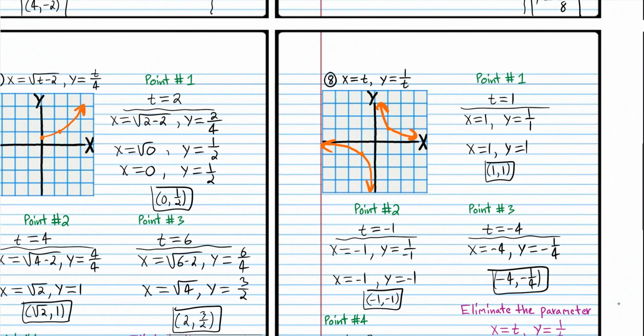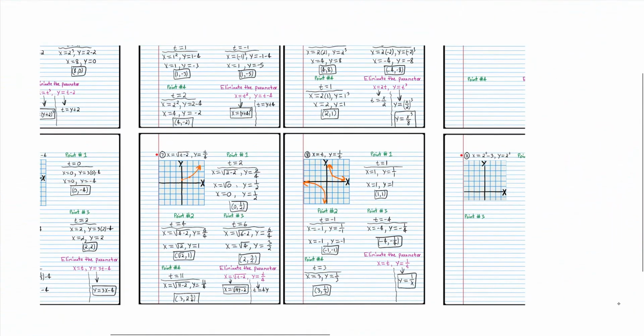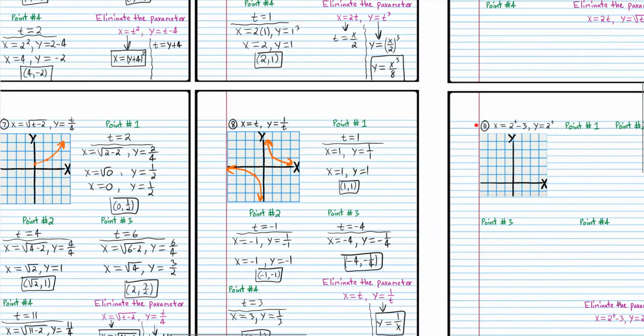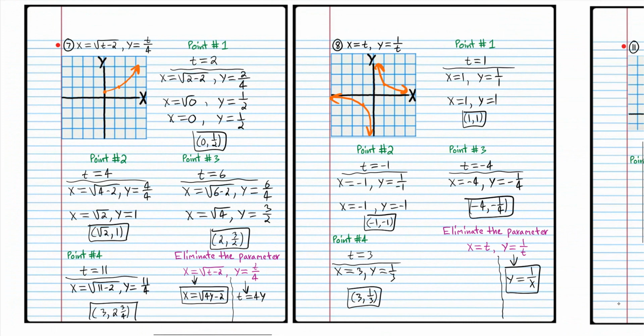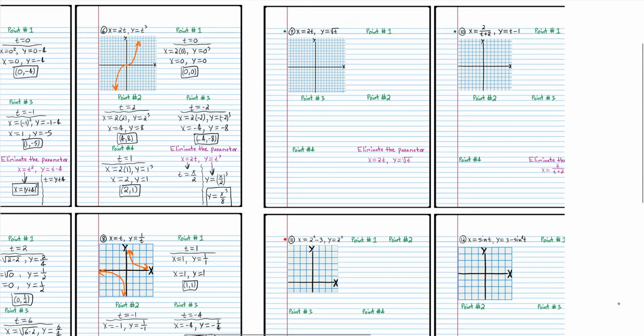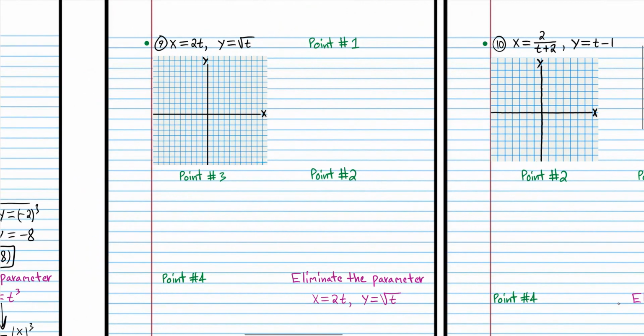But again, there are t values that are not allowed. In this case, 0 was not allowed. In this case, anything less than 2 was not allowed for t. So sometimes t is restricted. So I want you to get a picture of these problems and do number 9.